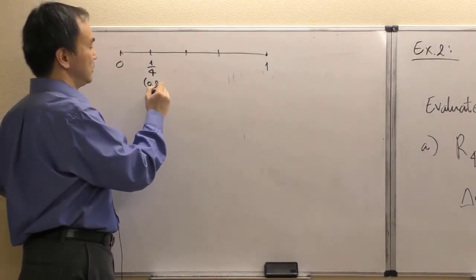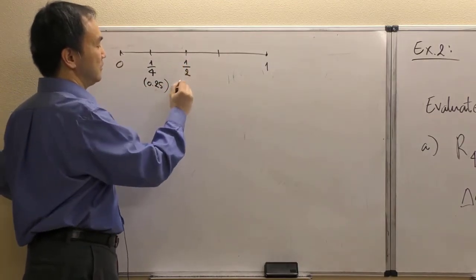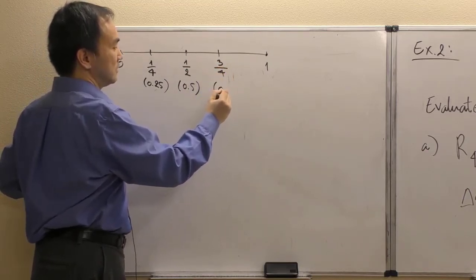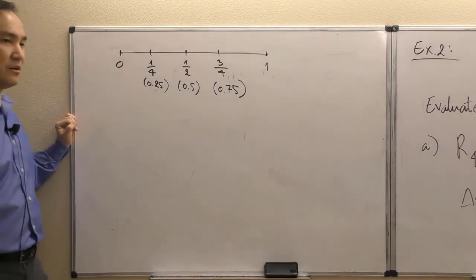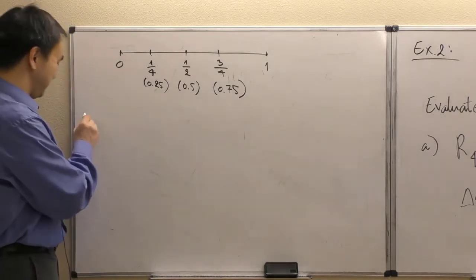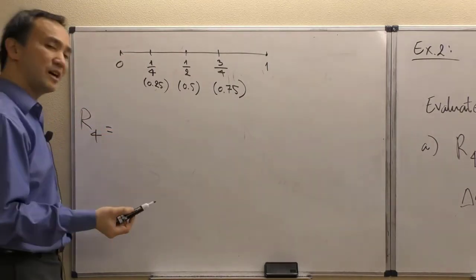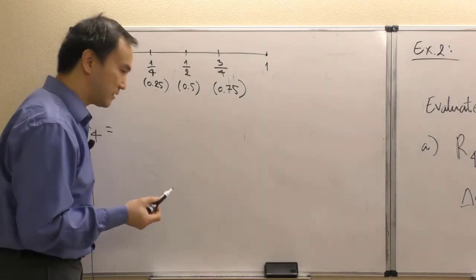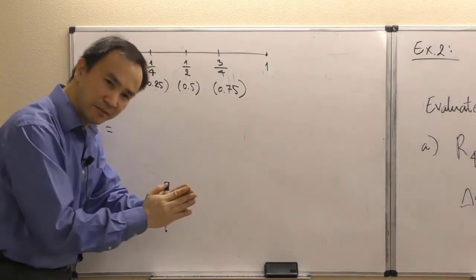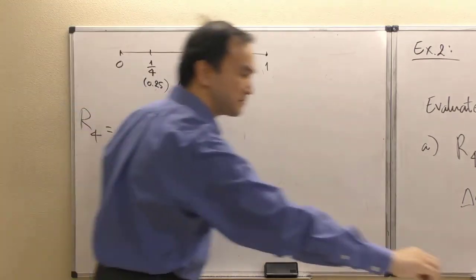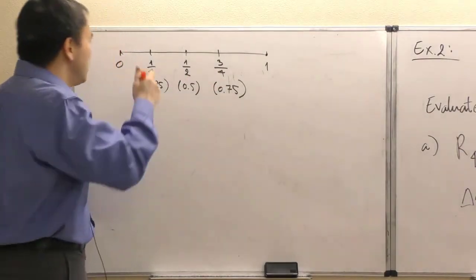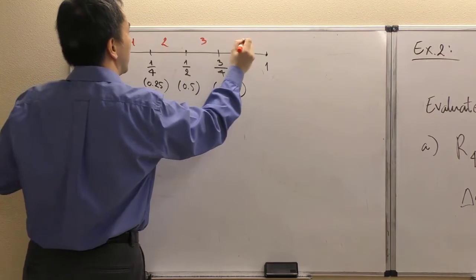So this is 1/4 or 0.25, this is 1/2 or 0.5, and this is 3/4 or 0.75. This is how we're doing R4 here. R4 is a sum, and the first term of the sum comes from the first interval. Interval 1 is here. I don't even need to worry about what the graph of the x cubed function is. Interval 1, interval 2, interval 3, and interval 4 right there.